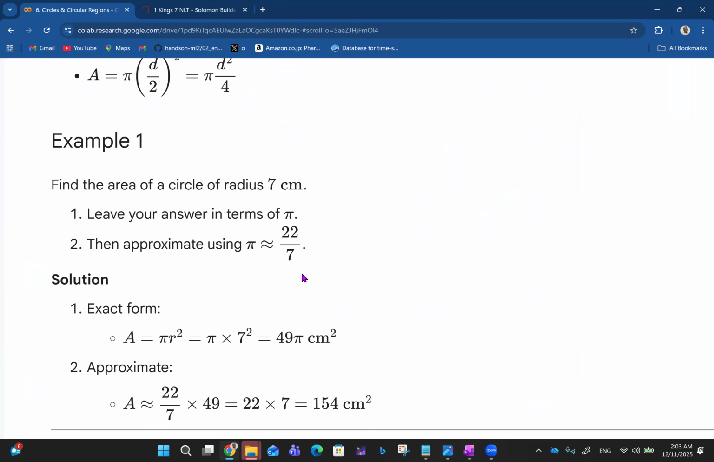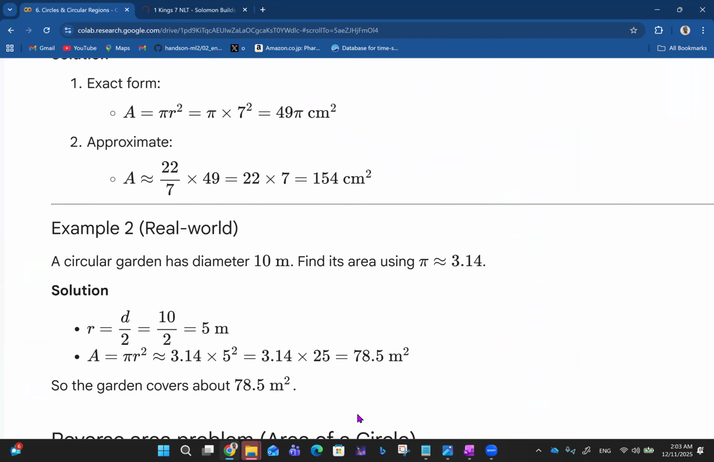The approximate, if you want to use pi to be 22 over 7, is 22 over 7 times 49, which is, 7 goes into 49 seven times, so that's 154 centimeters squared.